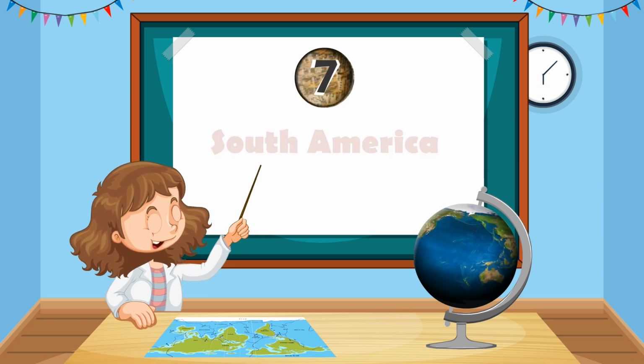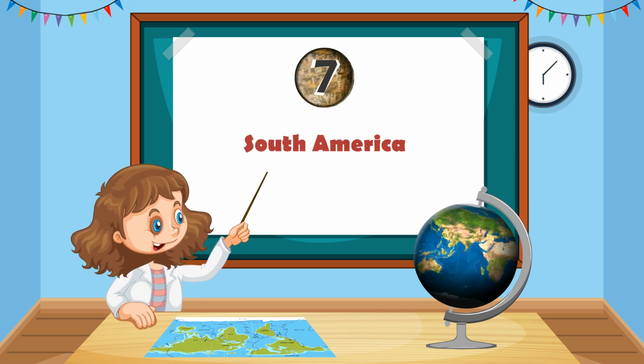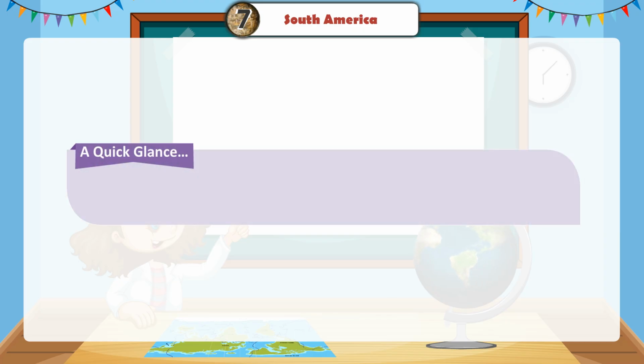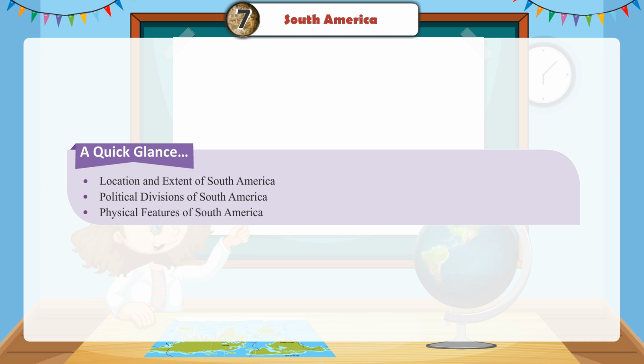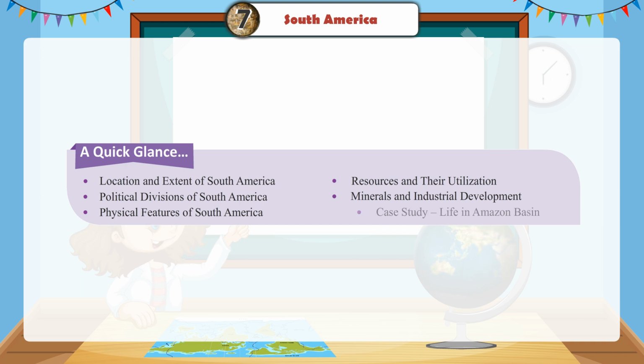Chapter 7 South America. A quick glance. Location and extent of South America. Political divisions of South America. Physical features of South America. Resources and their utilization. Minerals and industrial development. Case study: life in Amazon basin.